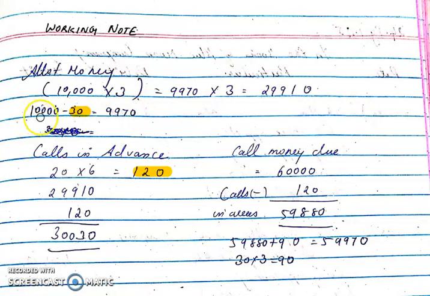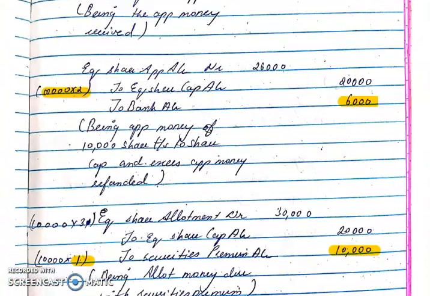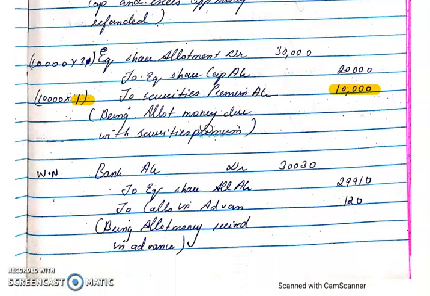10,000 shares, that is receivable, minus 30, so you are receiving only 9,970, that into the allotment money. So this is the amount which you will show regarding the allotment, and this calls in advance also you have to show here. That's how I have shown here. This amount I have calculated separately with calls in arrears. I didn't show it as calls in arrears here, but I have shown it here.